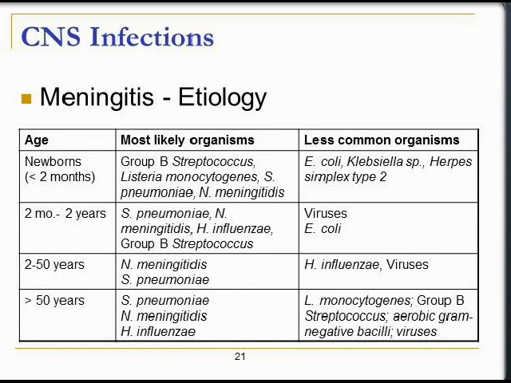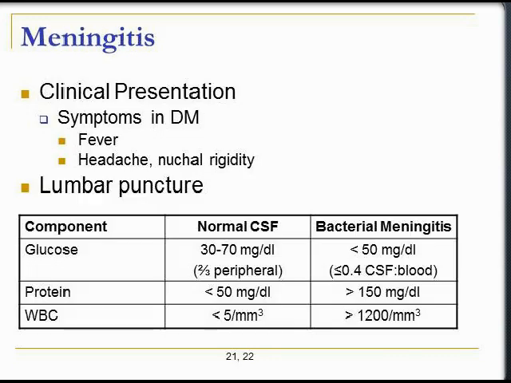So, if you're looking at meningitis, the organisms are relatively limited, but they change a little bit depending on the age. So the most common organisms are strep pneumo, Neisseria meningitidis, and H. flu, with an occasional group B strep or listeria thrown in there in certain age groups. And then less common organisms you can see there on the right.